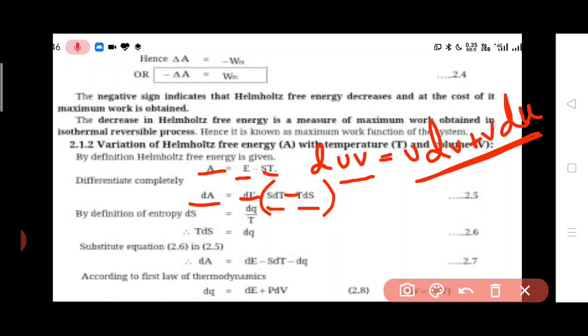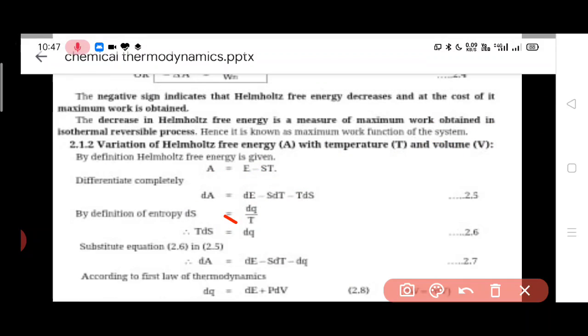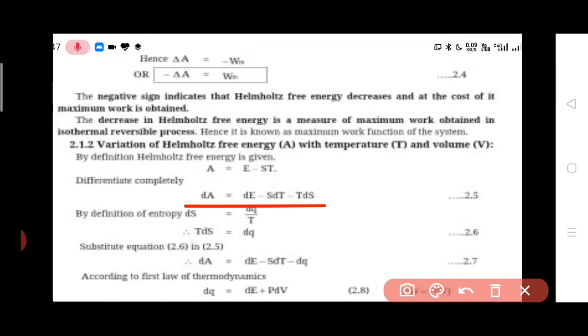Consider it in bracket and plus sign, and then T will be constant and d of S, like that. V when V constant and dU will be differentiated. So when we open this bracket, this plus sign will become minus sign, because there is a minus sign outside of the bracket.